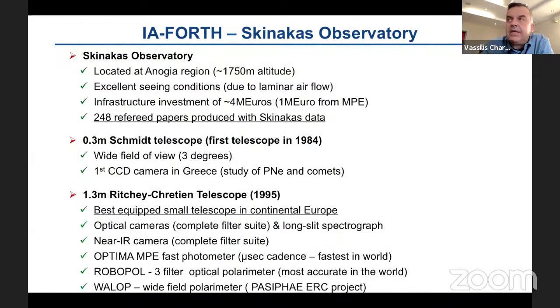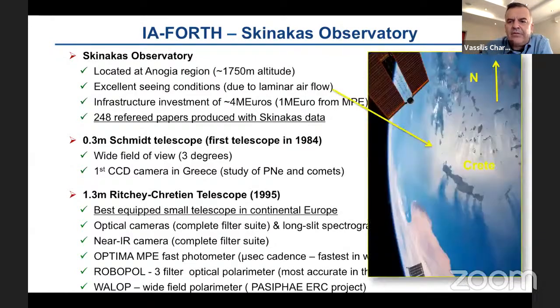So the observatory is located at an altitude of 1,750 meters. There are excellent seeing conditions due to laminar airflow. You can actually see this nice image of the Aegean Sea. You can see the weather comes from the north, and you have steady flow as we reach the island from the north, and Skinakas is very close to the north side of the island, so we actually have limited turbulence.